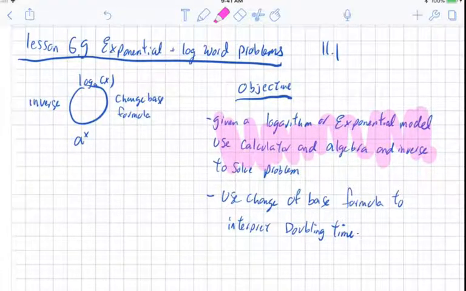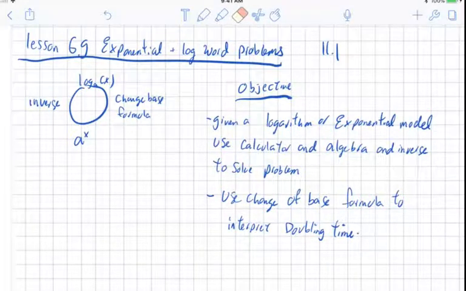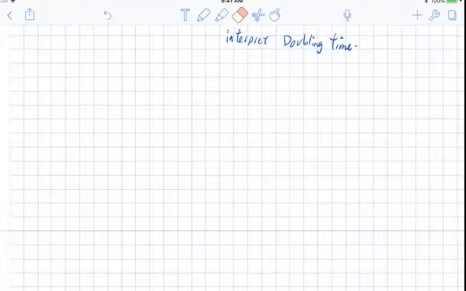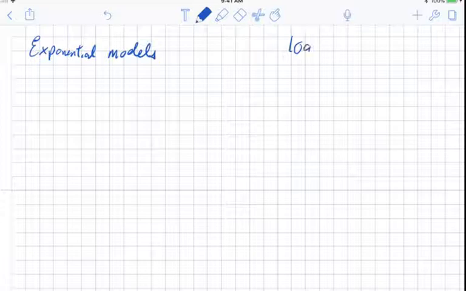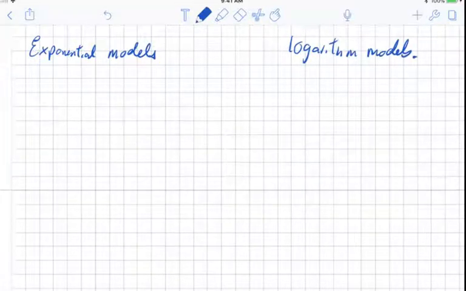But that's not quite as easy as it sounds. One of the aspects of it is we're going to use change of base to not just look at models but also interpret them a little bit. So things are going to get pretty fun around here. So before I go on, exponential models and logarithm models both look really characteristic, especially the type we're going to see in our textbook.